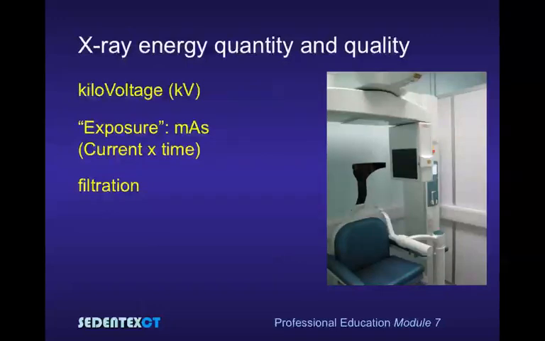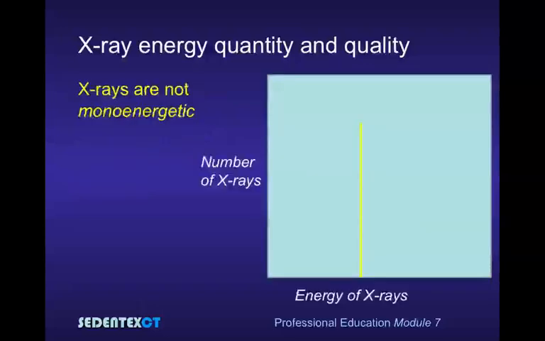X-ray energy quantity and quality is determined by three factors: kilovoltage, commonly abbreviated to kV, the exposure, which is a product of the current and the exposure time, commonly referred to as mAs, milliamps times seconds, and finally filtration. Before we look at the effects of these exposure parameters on X-ray dose, it's important to consider that X-rays used in X-ray equipment are not monoenergetic.